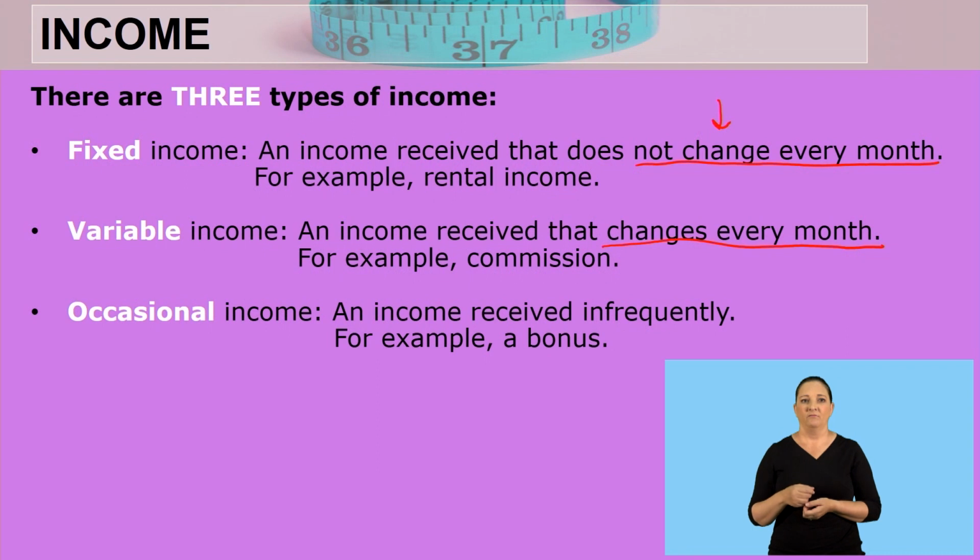And the third type of income is occasional income, an income received infrequently. For example, a bonus. You could also think of birthday money maybe, something like that.